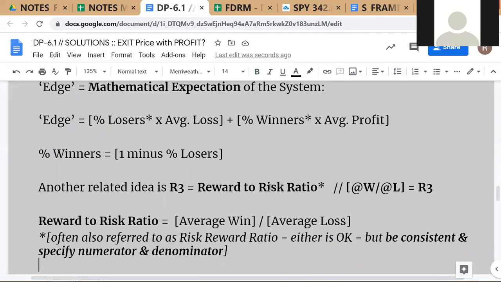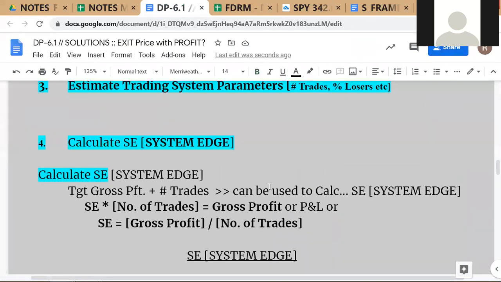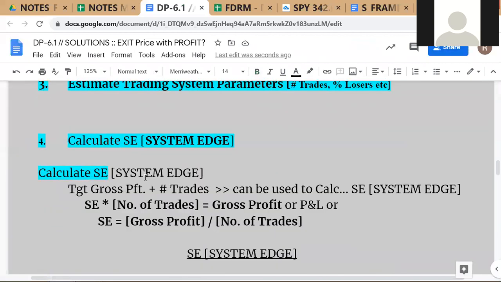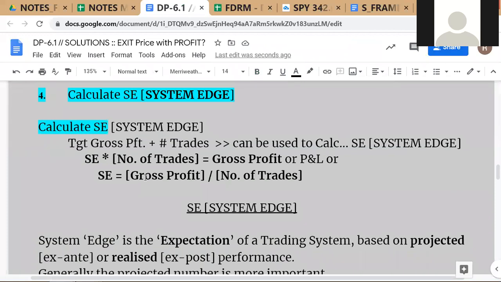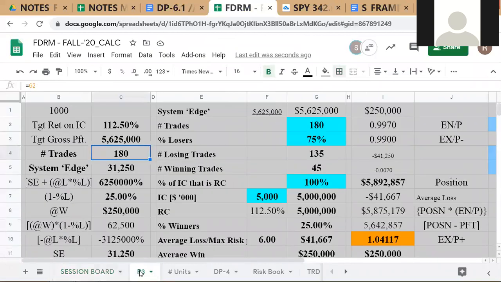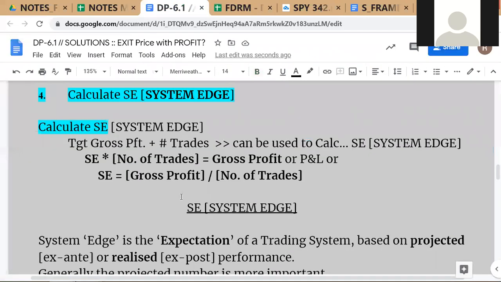Okay, so what is the next step? Calculate target gross profit, fine. Estimate trading system, calculate system edge. Let's see what we are doing here. This sheet where we are doing these calculations is called R3, because I wanted to use a short name. And by now you know what R3 means.